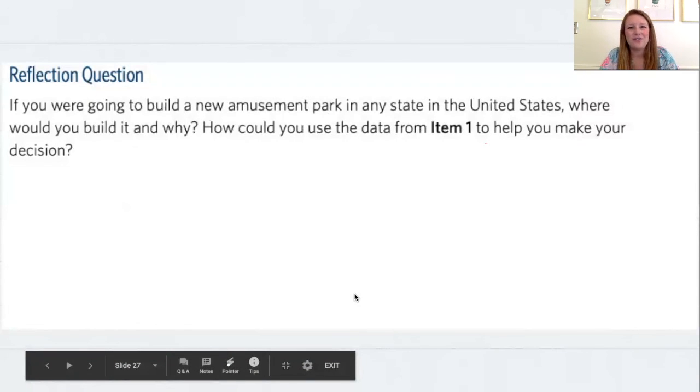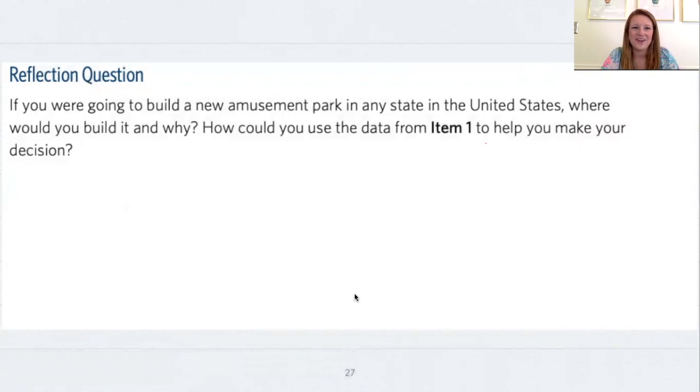Our reflection question for you to answer on Flipgrid today is posted right here. Using the data that we've talked about today, if you were in charge of building a new amusement park anywhere in the United States you wanted to, where would you build it and why? How could you use the data from the chart to help you make your decision?